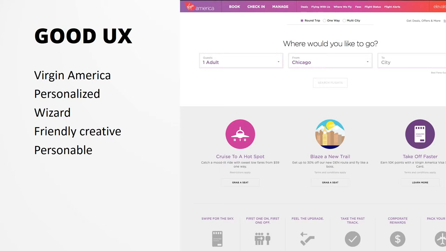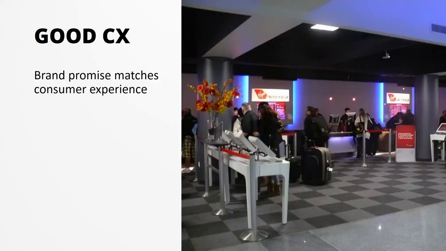The creative, as I mentioned, is also very nice and friendly, and it's very clean, and it matches their brand as a whole. So one of the things I think is really important is a connection between the branding in general and the consumer experience. So here's an example of the brand promise matching the consumer experience.